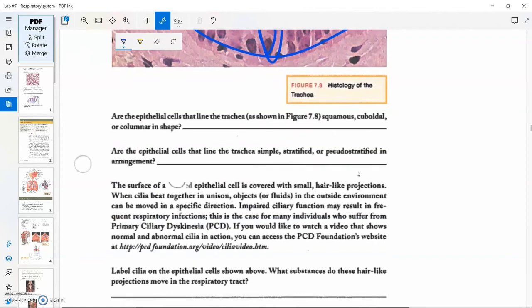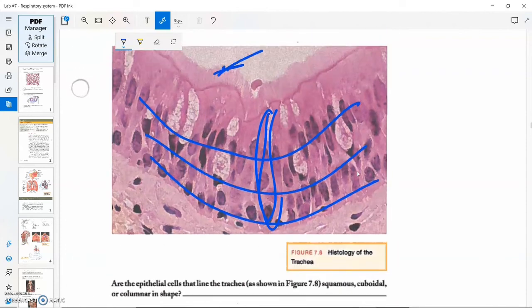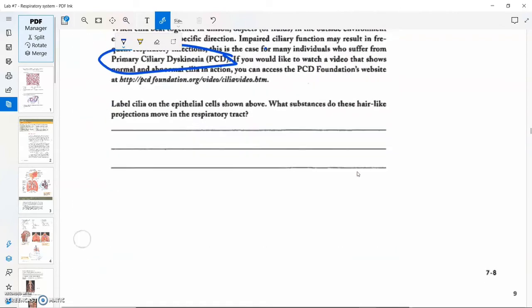mucus. Individuals that suffer from ciliary dyskinesia cannot move the mucus. Therefore, mucus accumulates in the trachea. Mucus traps all the pathogens, but without moving it upstream towards the pharynx to be swallowed, those accumulated pathogens in the mucus will cause respiratory infections. So this is cilia, as I mentioned, and it moves mucus from the trachea upstream towards the pharynx.